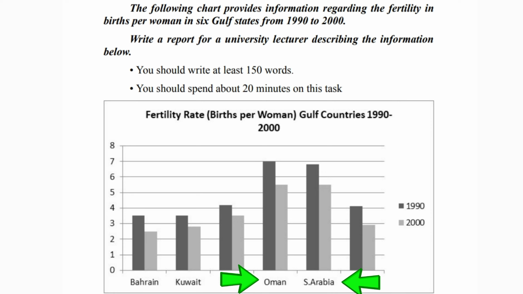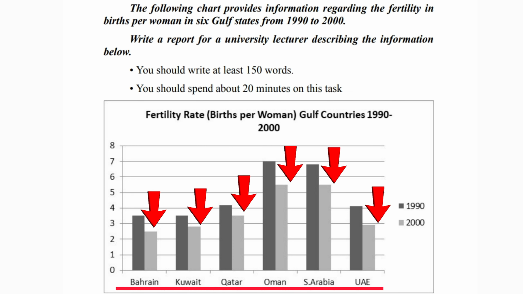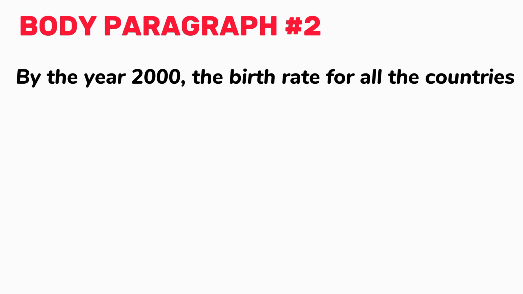Next, we'll move to the second body paragraph, that is about the year 2000. Again, here I'll be discussing Oman and Saudi Arabia first, Qatar and UAE the second, Bahrain and Kuwait the third, because it will be easy for the examiner to understand my whole data this way. But before we write the second body paragraph, there is something similar in all countries in the year 2000. That is that the birth rate for all the countries decreased. So I'll start my body paragraph by writing, by the year 2000, the birth rate for all the countries decreased.